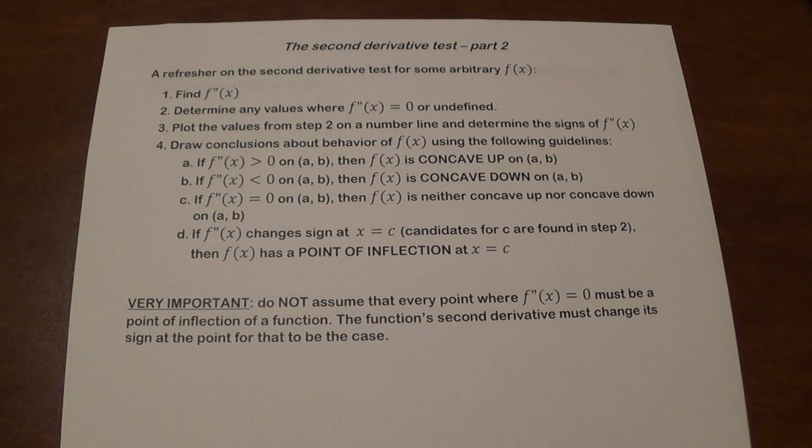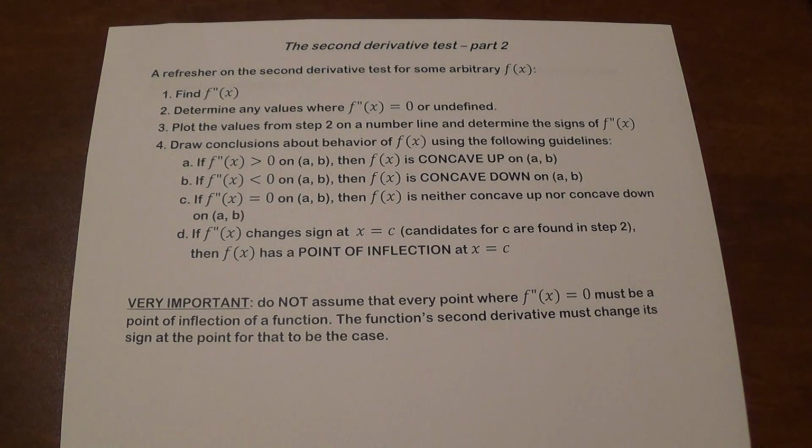Hi, this is part 2 of the second derivative test videos, and just a quick refresher. By now you should have some understanding of what the second derivative test is. First we find the second derivative, then we find out where the second derivative is 0 or undefined. We plot those points on the number line and determine the signs, and we're going to see what's going on.